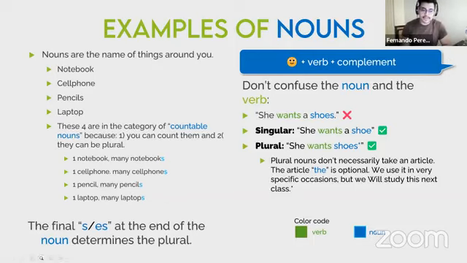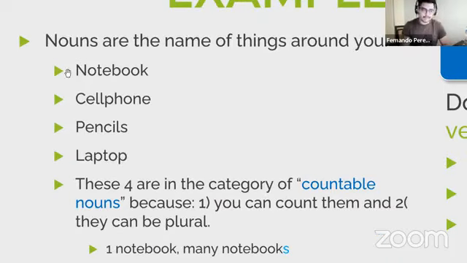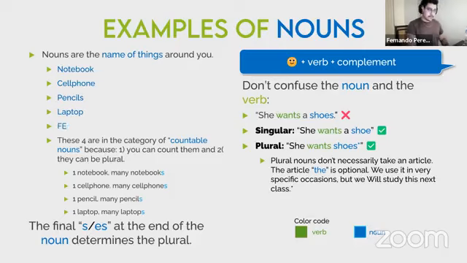Okay, so first let's talk about simple nouns. And it says here that nouns are the name of things around you. For example, a notebook, a cell phone, pencils, laptops, etc. So all the names, including your name, is a noun. For example, the name, if we say Fernando, they are nouns too. All the names that exist for existence or non-existence objects, they are nouns.